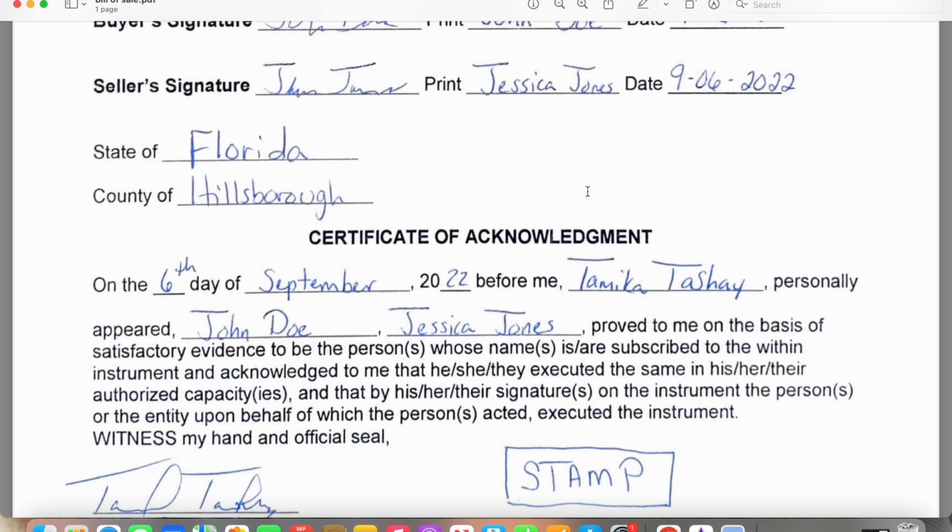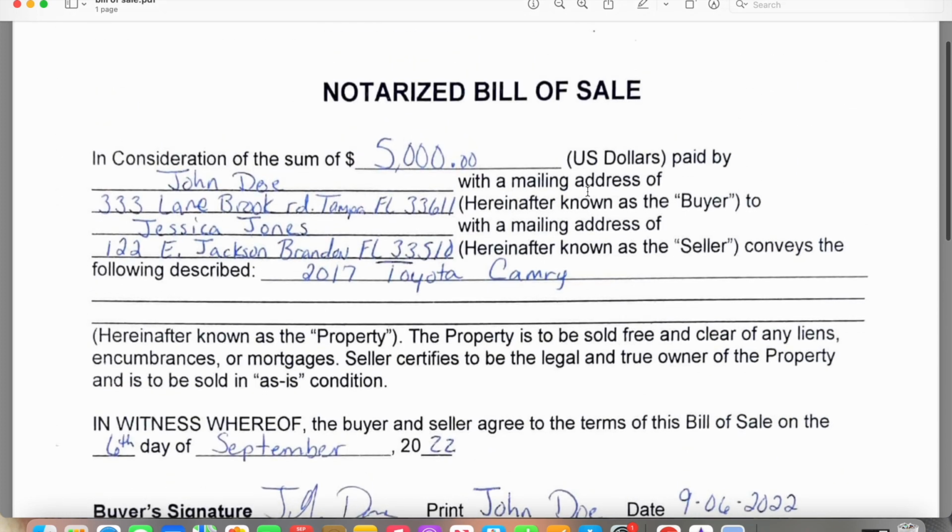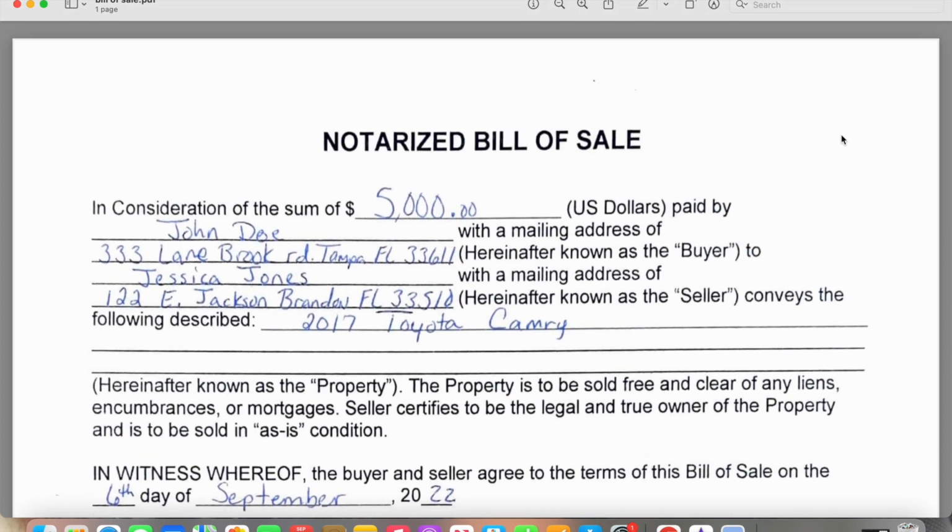And every state is different. So you just need to be very familiar with your state laws. And that will conclude this document.